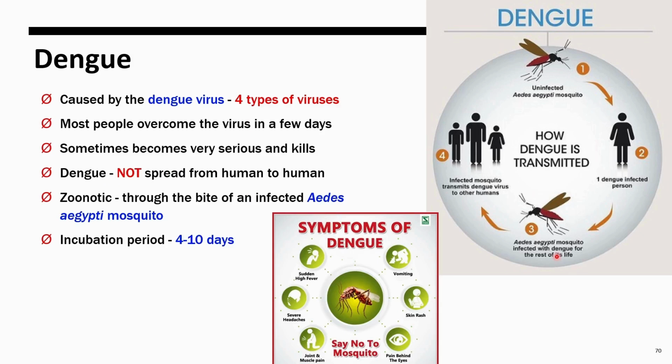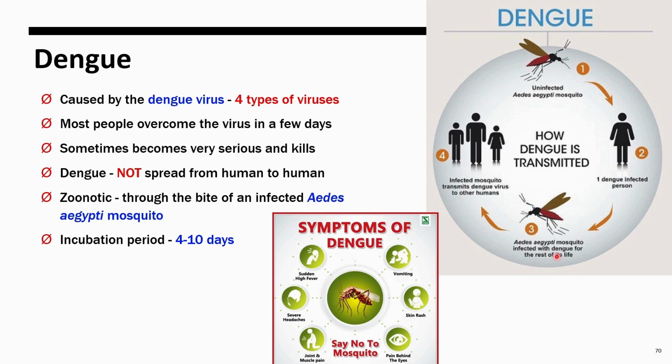Another communicable disease is dengue. Dengue is caused by a virus, and most people usually overcome the virus in a few days, but in some people it becomes very serious and can even kill that person. Similarly, dengue is also not a disease that spreads from one human to another. It spreads as a zoonotic disease through the bites of an infected Aedes aegypti mosquito.